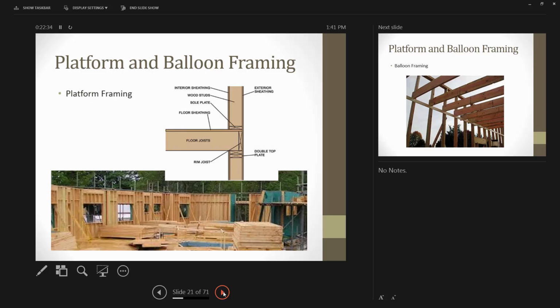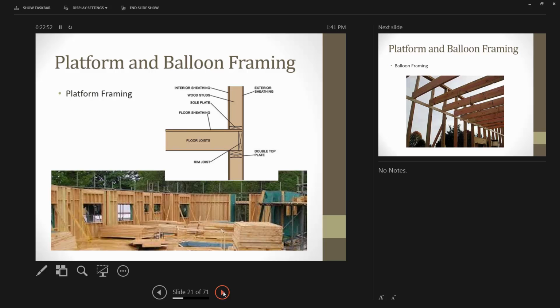A couple quick notes. The two main types of framing that you're going to see are balloon framing and platform framing, and these become important to look for and to recognize, especially when we're going into existing homes and we're looking for some of those problem areas.